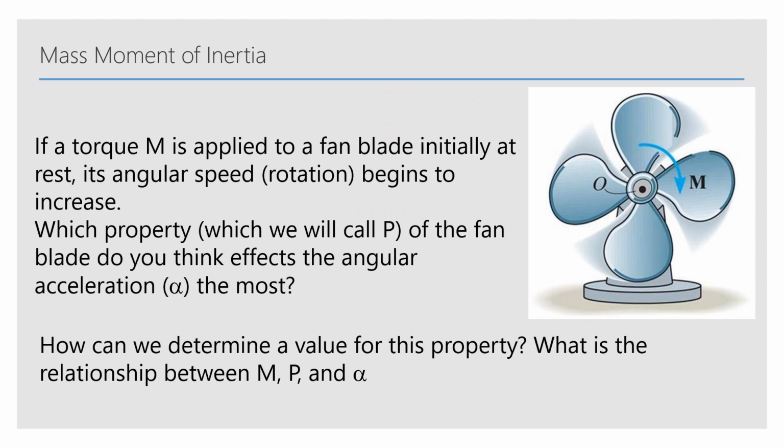The torque M for this fan we see over here is initially at rest, and its angular speed of rotation begins to increase. Which property, we'll call P, of the fan blade do you think affects angular acceleration, what we call alpha, the most, right? How can we determine a value for this property? What is the relationship between M, P, and alpha, right?